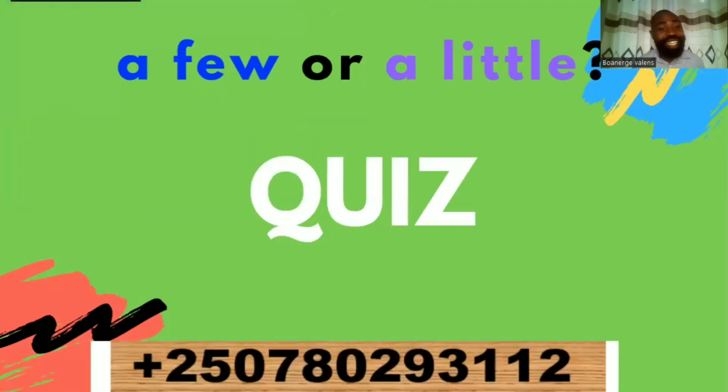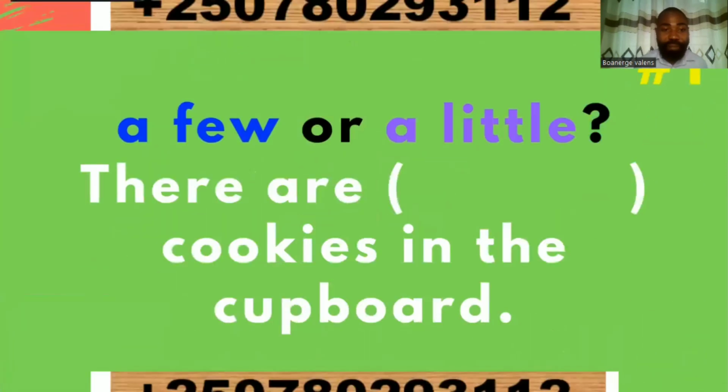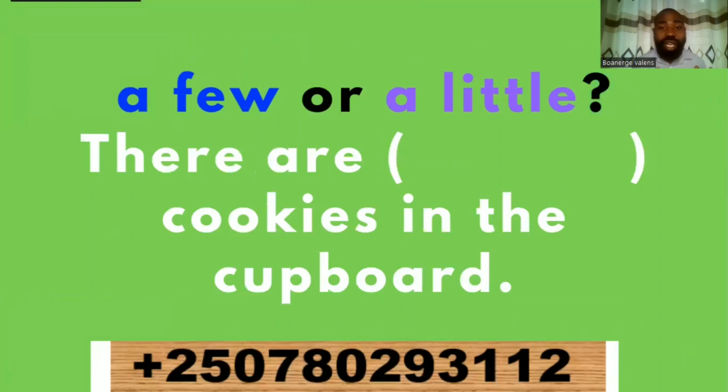Now let's see a quiz. We have a few or a little. There are cookies in the cupboard. We say a few cookies in the cupboard. That is the answer. There are a few cookies in the cupboard.